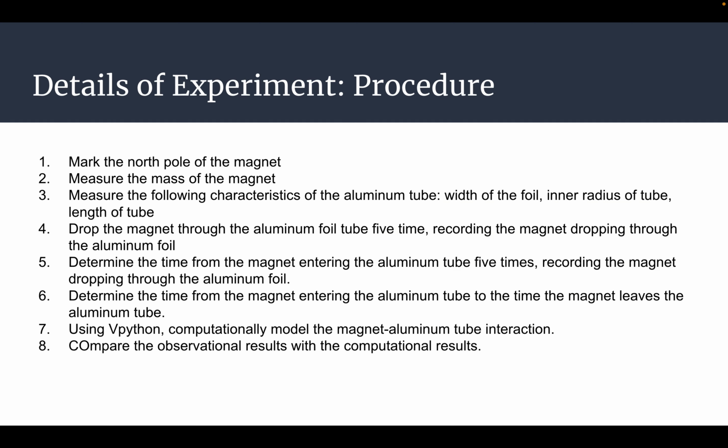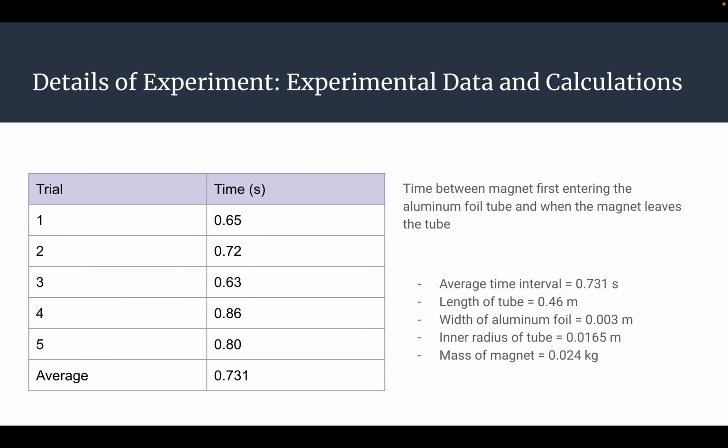The steps of this procedure are shown below. On the left, we have a table which shows the time between the magnet first entering the aluminum foil tube and when the magnet leaves the tube. The average time interval was 0.731 seconds. The length of the tube was 0.46 meters. The width of the aluminum foil was 0.003 meters. The inner radius of the tube was 0.0165 meters, and the mass of the magnet was 0.024 kilograms.